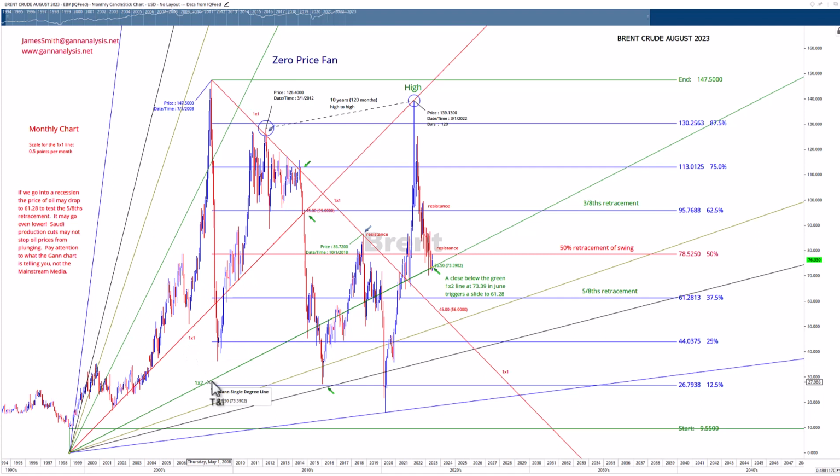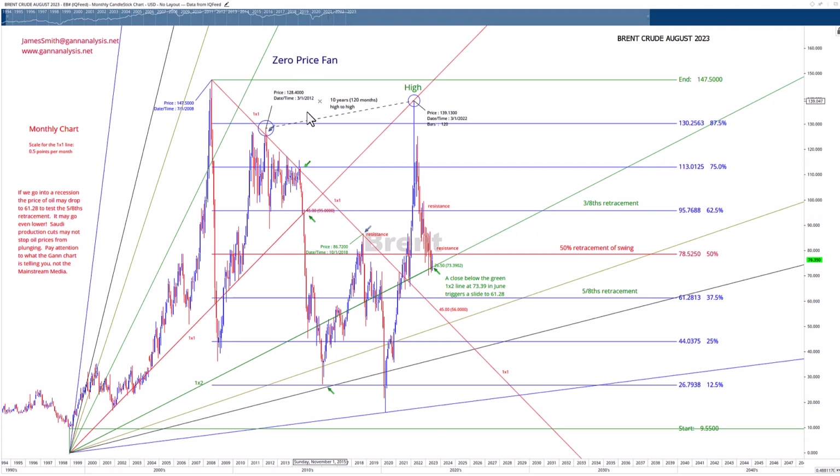So 1 by 2 would be a quarter point per month. And a 2 by 1 line, by definition, in this case, would be a 1 point per month. So if this is half a point, quarter point, and 1 point, and then these other lines are similarly the same idea. So 3 by 1 or 1 by 3, 1 by 4, you just do the math.